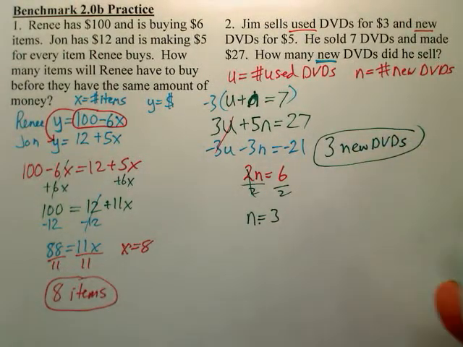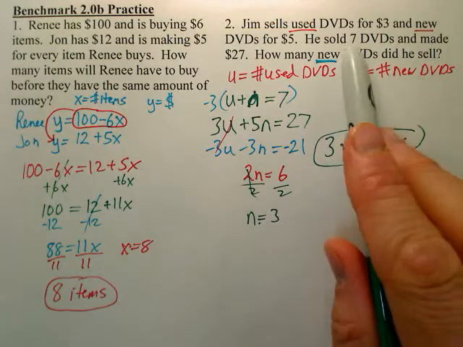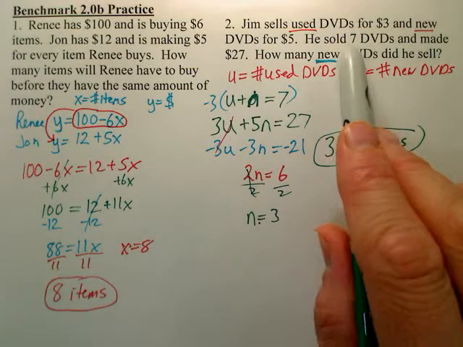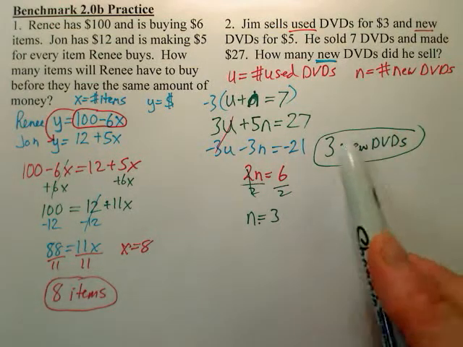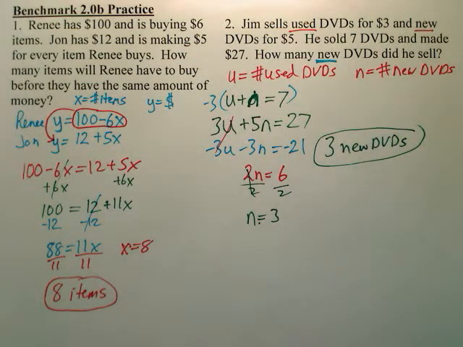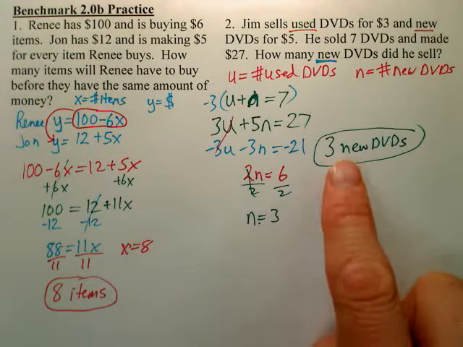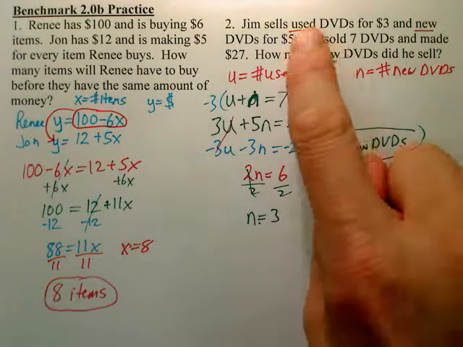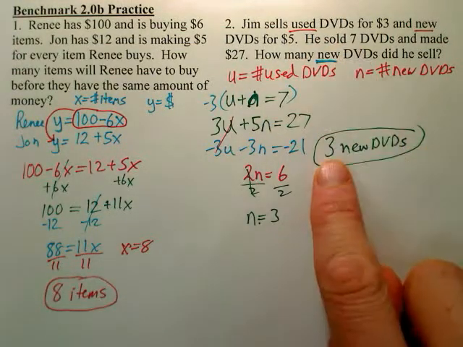Now, some of you could have simply just, since this is 7, you could have just tried numbers until you figured it out. That works. But not always is it such a small amount of things you're dealing with. And doing the trial and error doesn't always work very good. So 3 new DVDs. How many old or used would there be? Well, if there's 7 altogether, that would be 4 used.